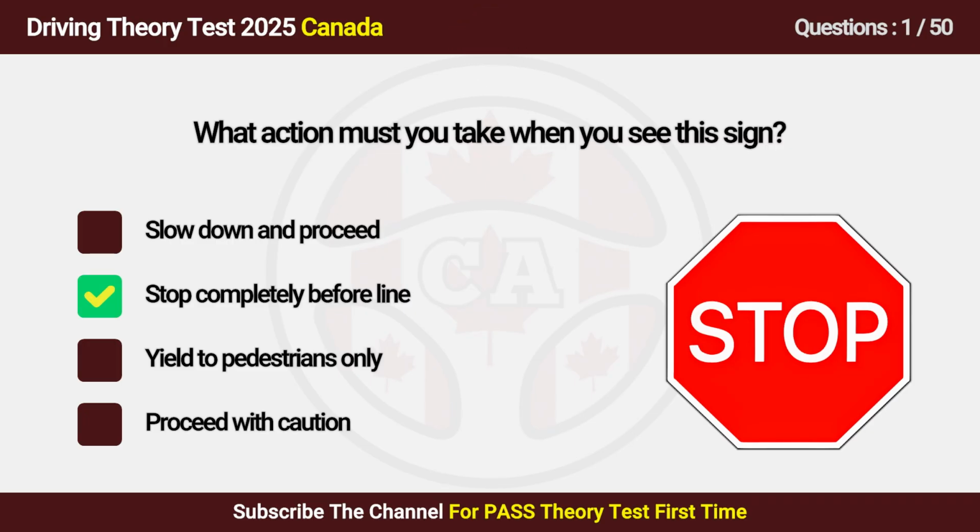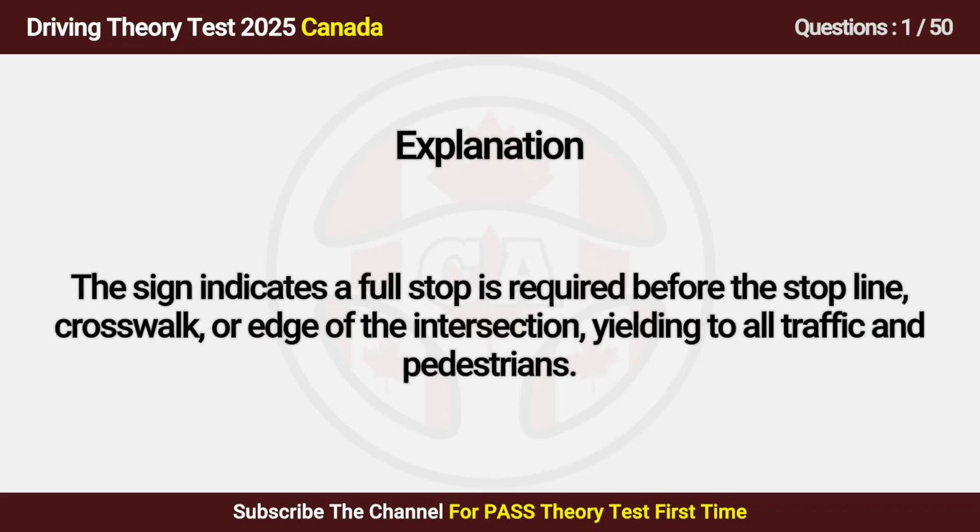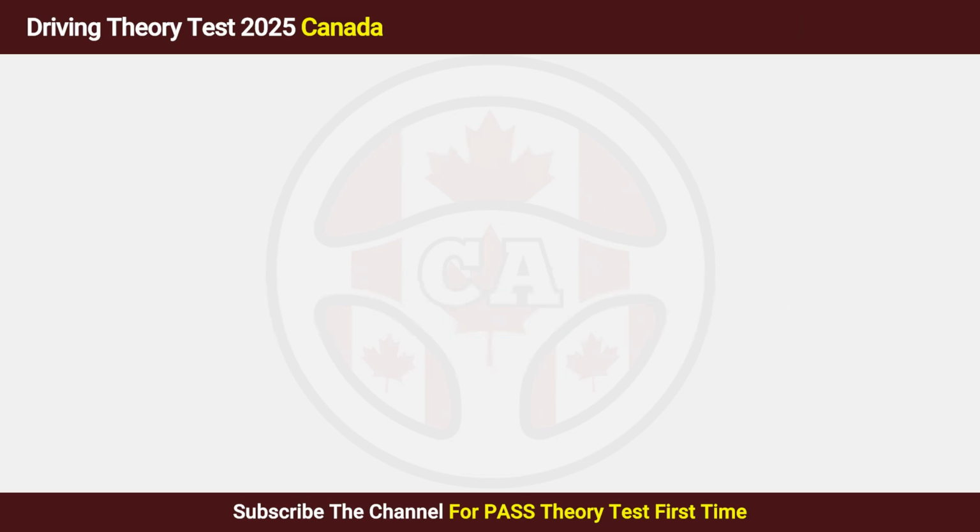Answer is B. Stop completely before line. The sign indicates a full stop is required before the stop line, crosswalk, or edge of the intersection, yielding to all traffic and pedestrians.